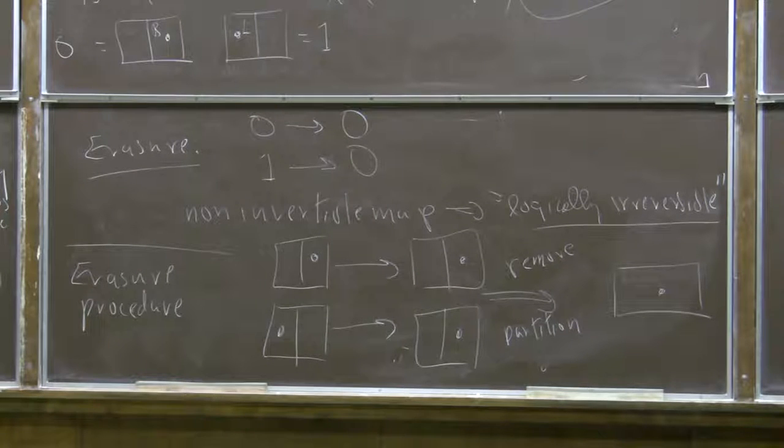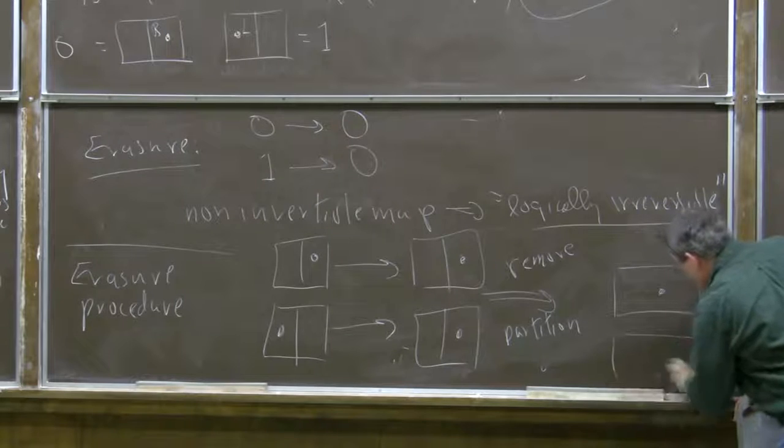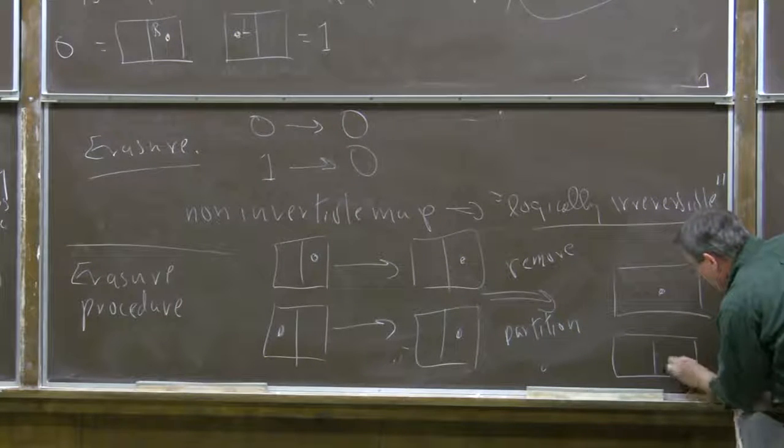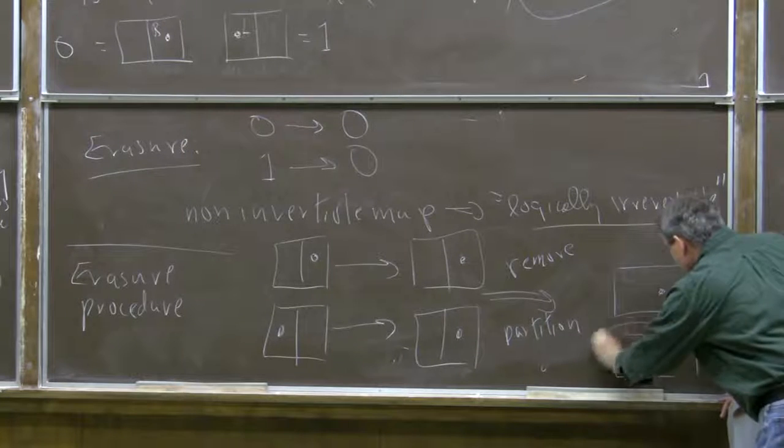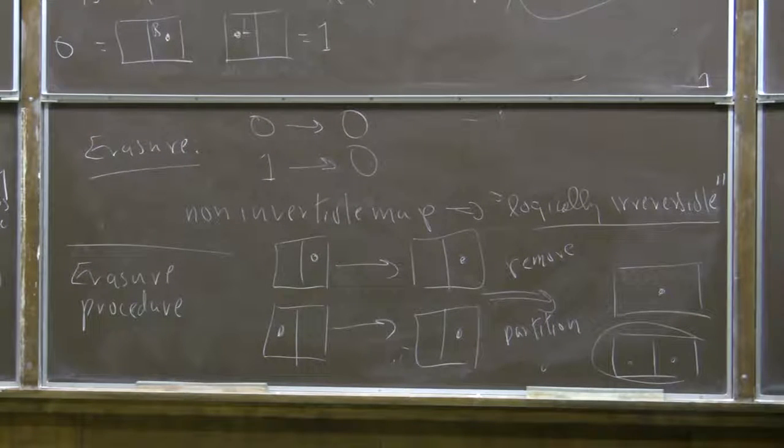I can't just put the partition back, because I would wind up with a random bit. It might be over here or it might be over here. Okay. So I want to do something which will make sure that it's always on the right no matter what.